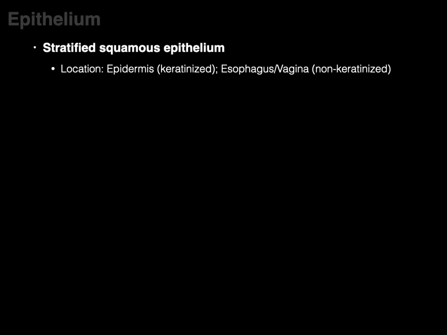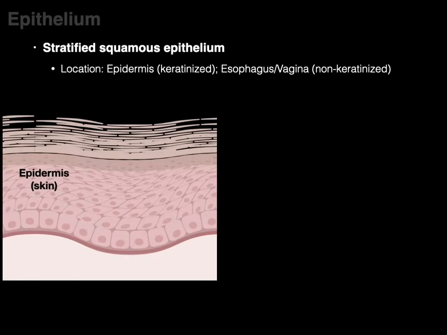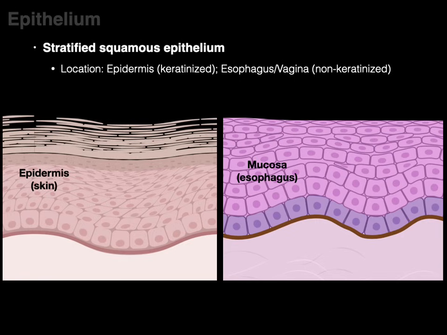Now, the location, that was a tangent, for stratified squamous epithelium is any place you need protection from abrasion, like the epidermis, the outside layer of skin, or the esophagus and the vagina. Now, of these three, the epidermis is keratinized. And so when you see the skin, those apical layers are keratinized, which means all of the cells are filled with keratin and they're dead. And they get rid of the nucleus and organelles to make room for keratin, and that's your epidermis.